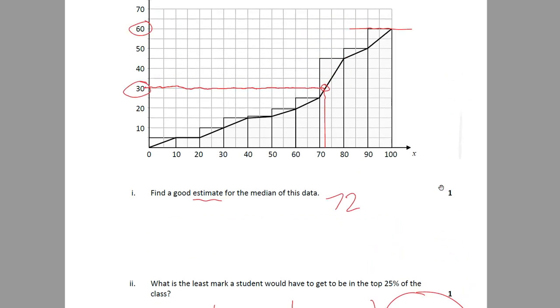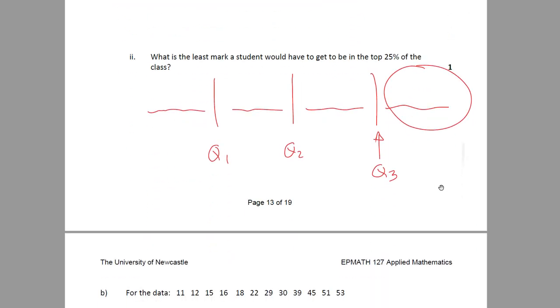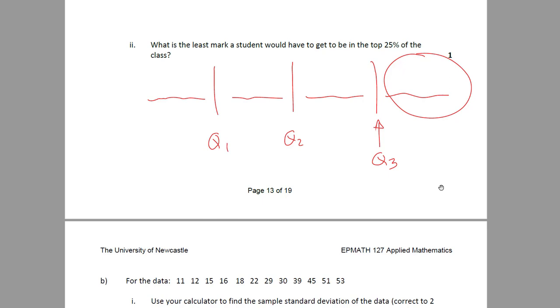So let's find Q3, back up the top. Q3 would have 15 for Q1, 30 for Q2, 45 for Q3. So just take the 45 over until it hits, again, not the box, till it hits the ogive. That does it nicely. That's 80. That's easy to read. A mark of 80 separates the top 25%. What's the least mark? Well, I've done too much scribble. 80.